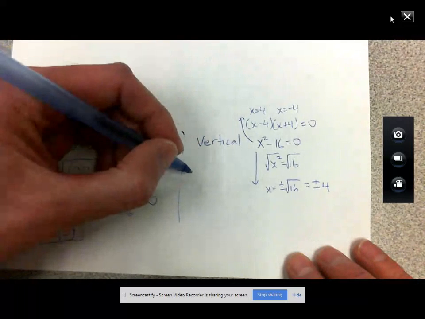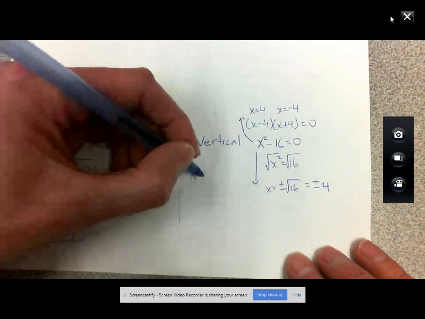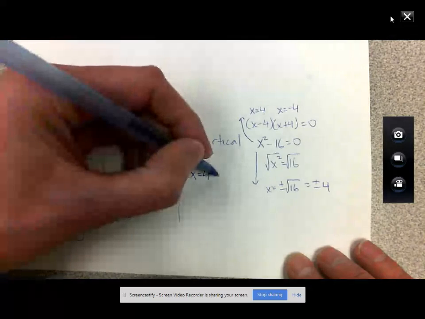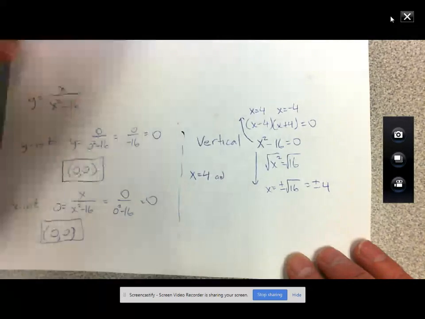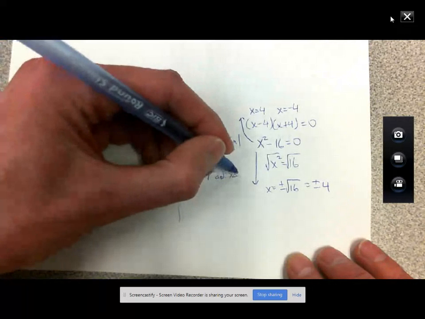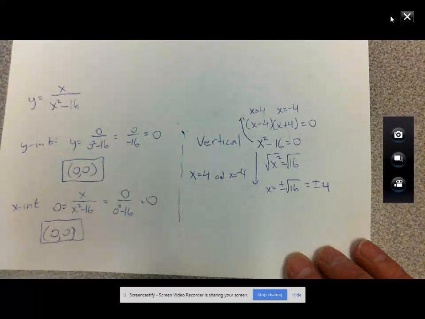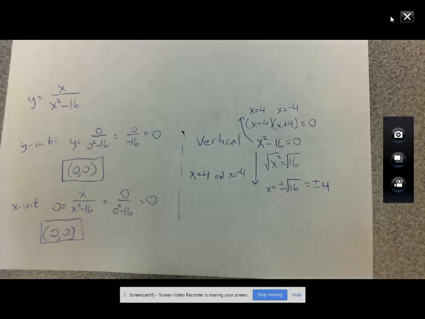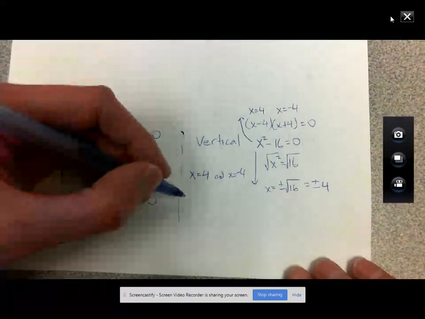Regardless, the vertical asymptotes would be at the line x equals 4. You have a vertical line straight up and down at x equals 4. And you'd have another one at x equals negative 4. I'm going to show what that looks like here in just a minute. So we got our vertical asymptotes.